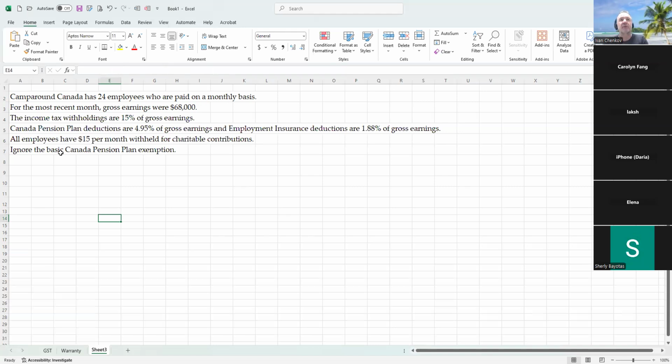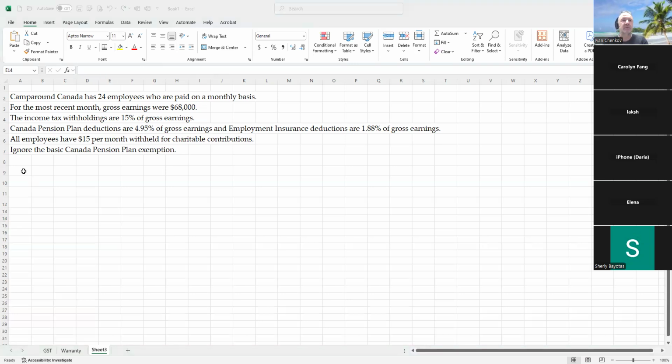So these people have 24 employees who are paid on a monthly basis. The most recent month, the gross earning was $68,000. Income tax withheld is 15% of the gross earnings. Canada pension plan deduction is 4.95% for this question. Employment insurance is deducted as 1.88% on the gross earnings. All employees have $15 a month withheld for charitable contributions. So every month we are deducting $15 on top of everything for those people. Ignore the pension plan.